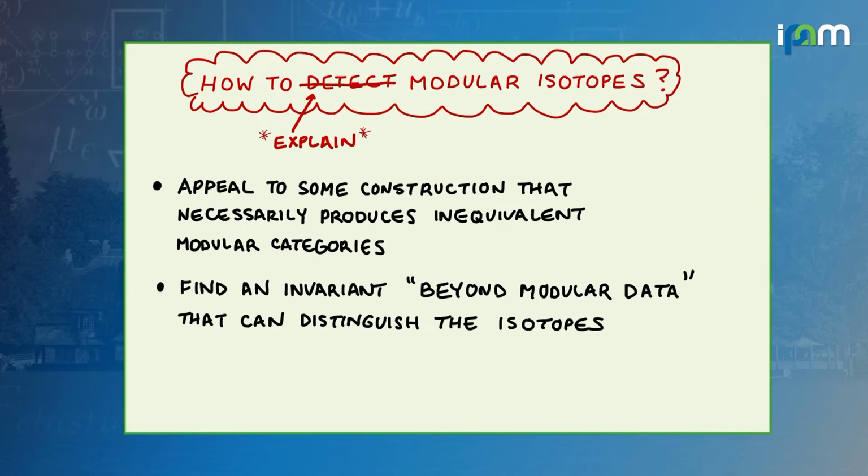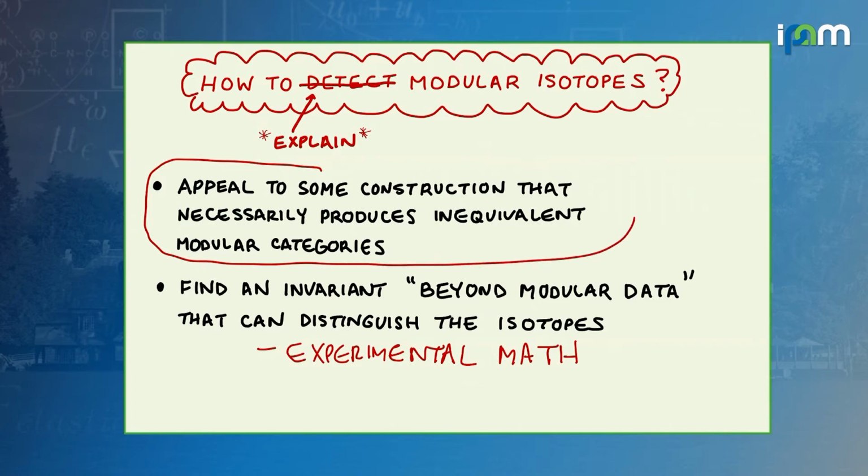So that's how to detect modular isotopes, but how do we explain them, at least in a way we could understand, because this is experimental math, or maybe physics. Depends who you're asking, right? But we want a theory that explains this. And so what we'd like to be able to do is appeal to some construction that explains this.